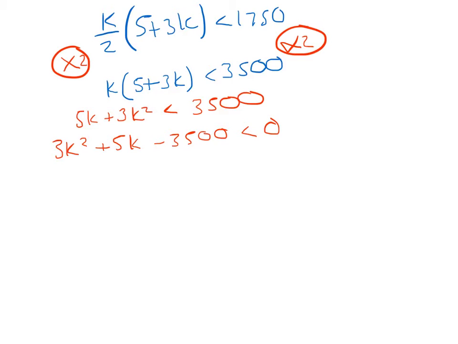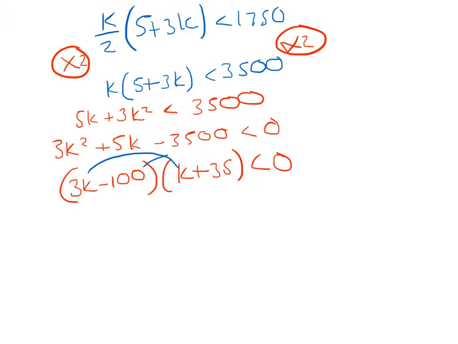Now, thankfully, they've given you in the question the answer, which was 3k minus 100 bracket k plus 35 less than 0. Just check by expanding this, in whichever method, the smiley face method or the grid method, that does equal 3k squared plus 5k minus 3,500. But it does, so you've shown that actually by forming that sum formula, you've got to that inequality there.